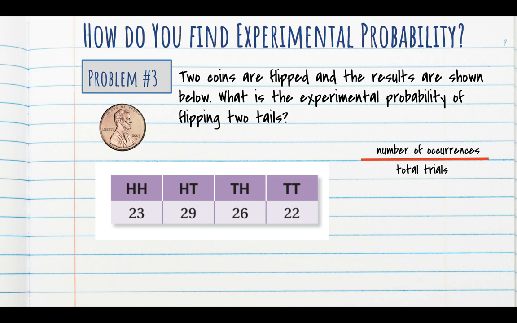Here's another problem for you to try where the number of trials is not stated in the word problem. You need to use the data to calculate. 2 coins are flipped and the results are shown below. What is the experimental probability of flipping 2 tails? Based on our data, what percent of the time did we get 2 tails? Pause the video while you're working this problem and then press play when you're ready to check your work.